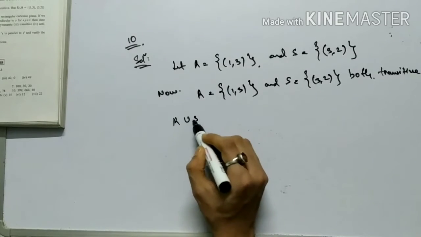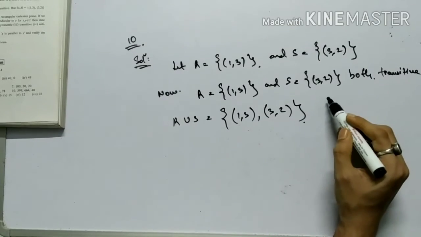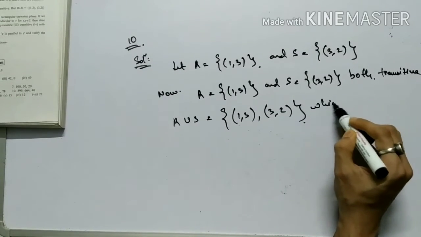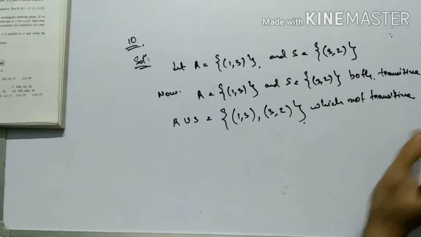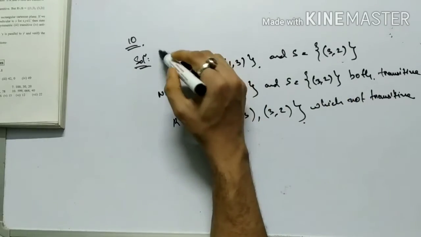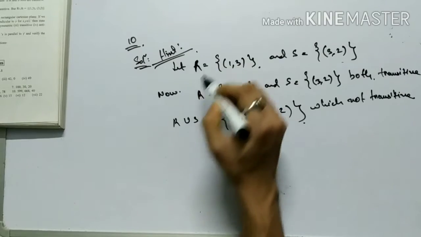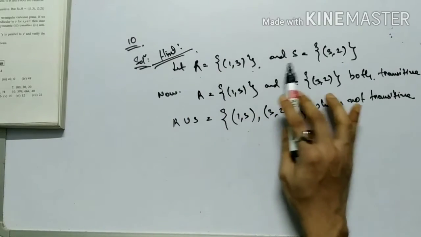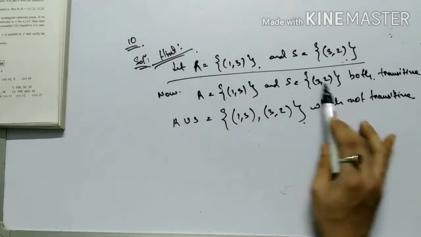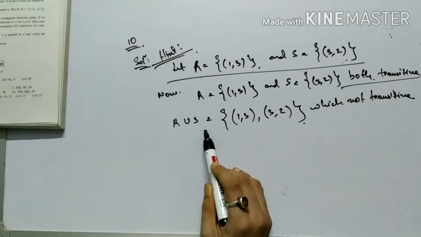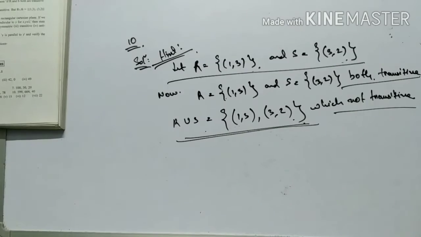But if I take R union S, then I will get {(1, 3), (3, 2)}, which is not transitive. Understand? This is already given in your hint, and from the hint only we can solve the problem. I can take R equals {(1, 3)} and S equals {(3, 2)}. Both of these relations are transitive, but R union S is not transitive.